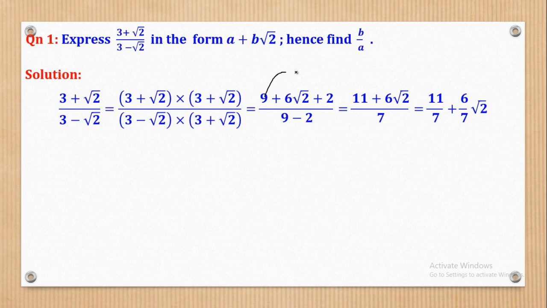So collect like terms: this plus this is 11 and this is 6 root 2. Then this one is 7.